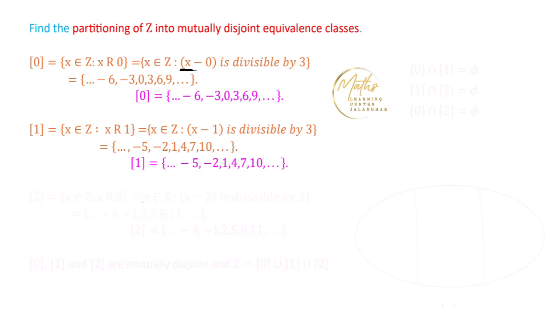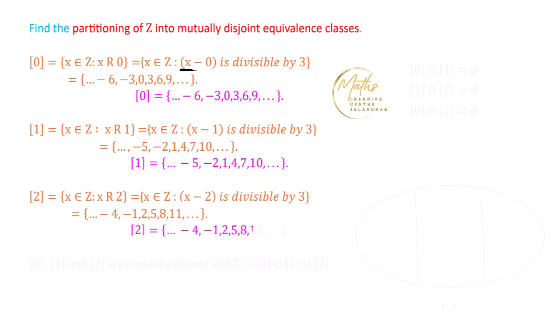Next, suppose we are calculating the equivalence class corresponding to 2. Then we are saying all those integers for which x is related to 2. It means that x minus 2 is divisible by 3. So if x minus 2 is divisible by 3, these are the elements that we have. So we obtain that the equivalence class corresponding to 2 consists of these elements.